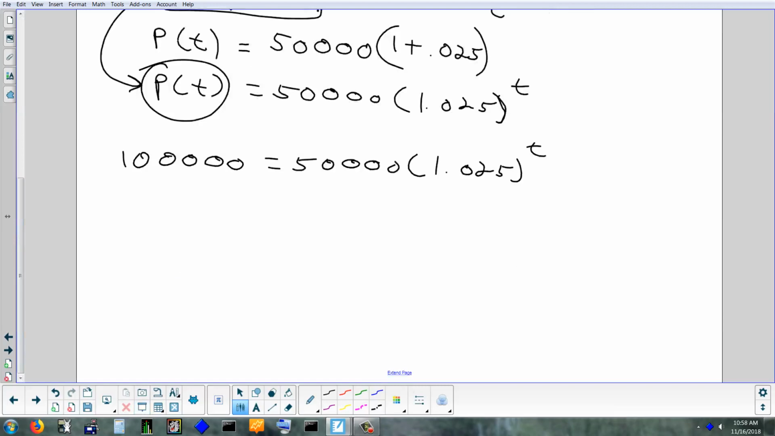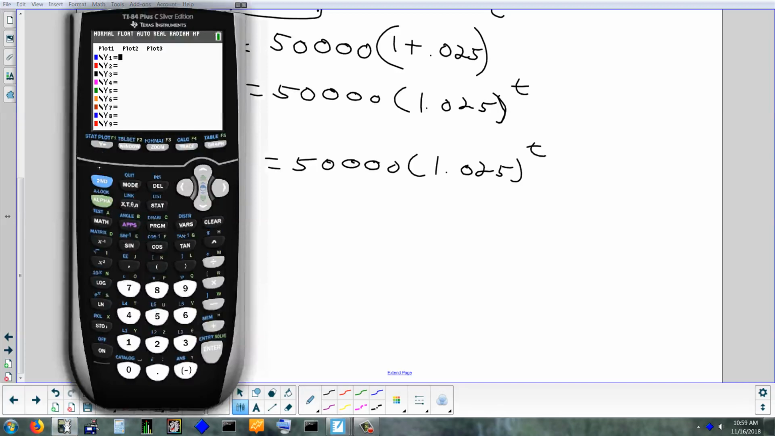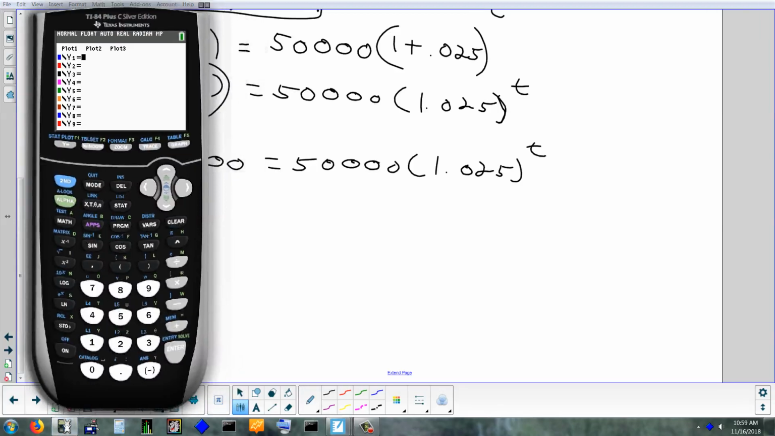Now, Isabel, if I wanted to solve that with a graph, we've done this kind of thing before. What do you think I would do? You put what's on the right side into the first one, please. Okay, so I can put 50,000 and then in parentheses 1.025. I have to use x as my variable, but okay. And then the second one, you put what's on the left side, so 100,000. All right. And then you'd see where they intersect. Yeah, I'm going to see where they intersect.